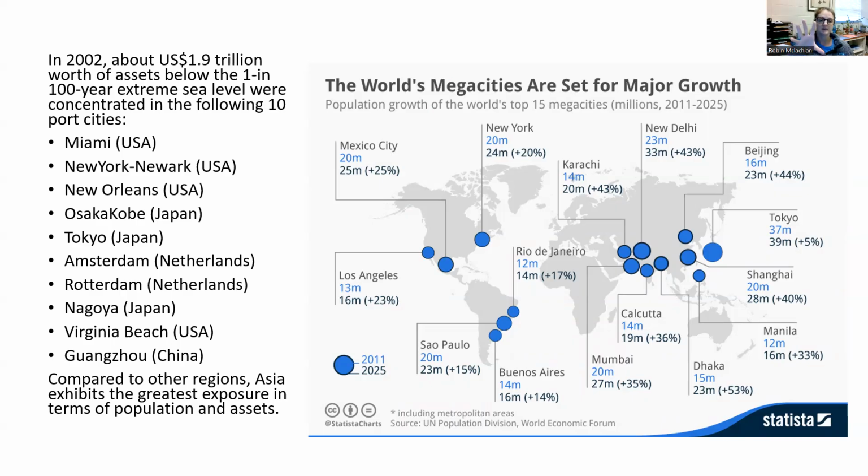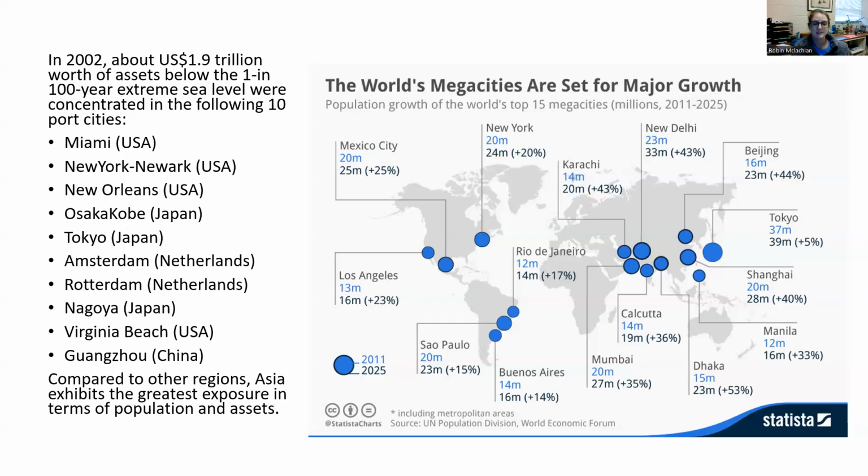And most of this was concentrated in just a few coastal cities, being Miami, Miami's not shown on this graph. Miami, New York, which is going up 20%. New Orleans, Japan, the Netherlands, Virginia Beach, also in the USA, China.